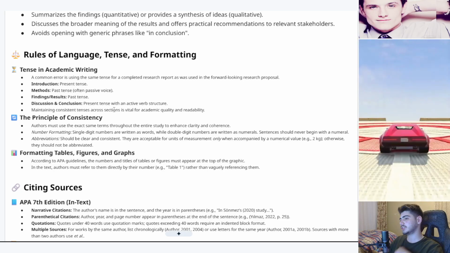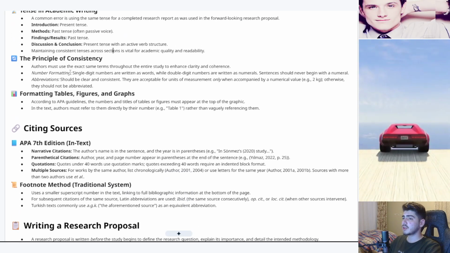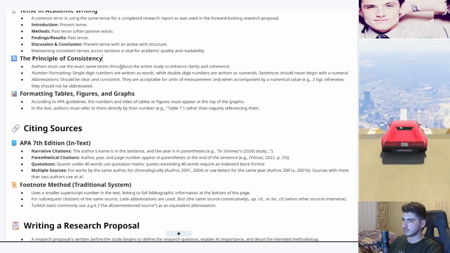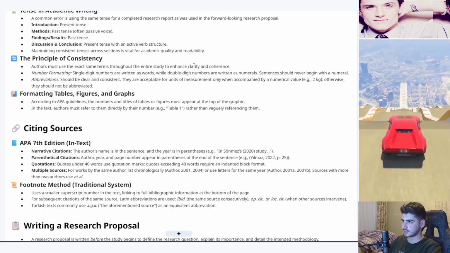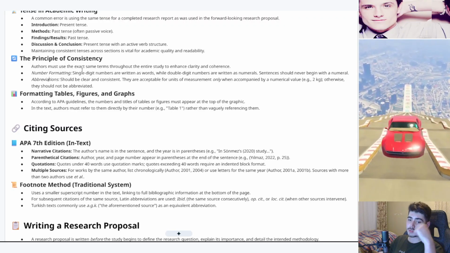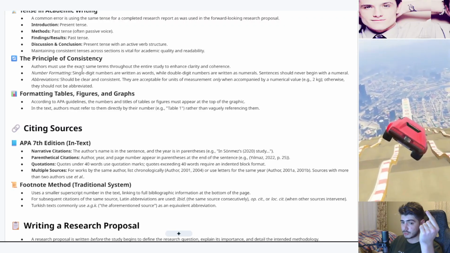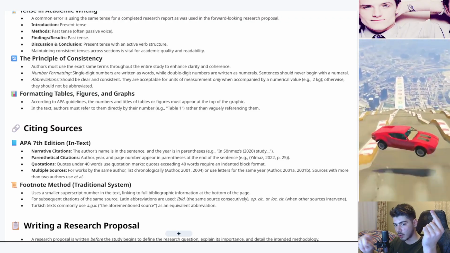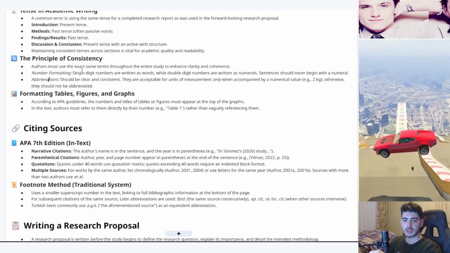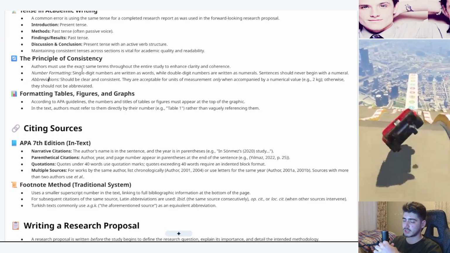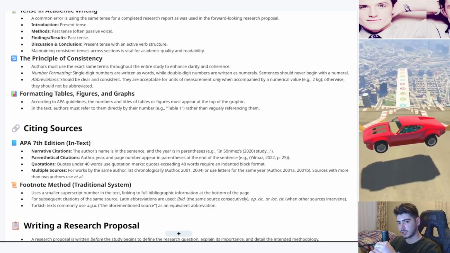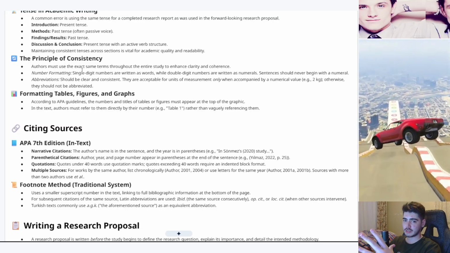The discussion and the conclusion are in present tense with an active verb structure, and it's good to maintain consistent tenses across sections. The principle of consistency: authors must use the exact same terms throughout the entire study to enhance clarity and coherence. In number formatting, if the number is a single digit, then we just write it out, like one. But if it's a double digit, like 11, you just write the digits, because they don't want to see 231 written out in plain text.